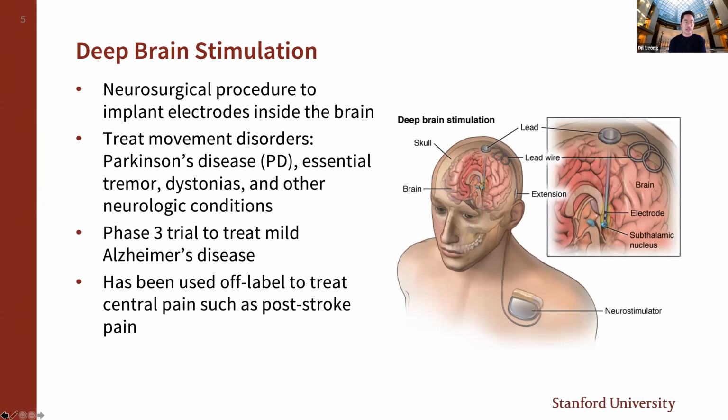Surprisingly, believe it or not, there is a phase 3 trial right now, which I don't believe is completed, to treat mild Alzheimer's disease. So you can actually treat changes in memory and cognition using electric stimulation. And for pain itself, it's been used off-label to treat a lot of central nervous system pain conditions, such as post-stroke pain and other kinds of conditions that don't seem to respond to therapies outside of that area, out on the arm or the surface of the body where the pain lies.